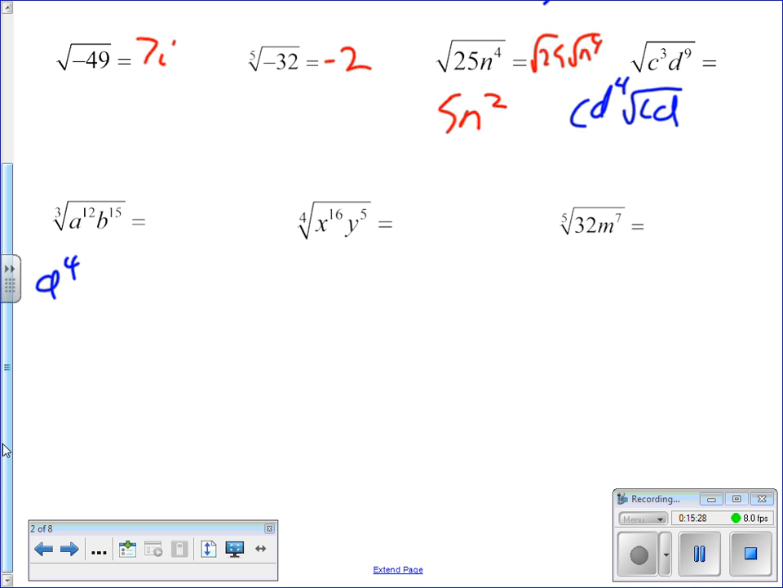And then I do that to b to the 15th. 15 divided by 3 is 5 with a remainder of 0, so there's nothing left inside. It goes in evenly. If it goes in evenly, just take the power and divide it by the root. That's b to the 5th. That's an easy one.